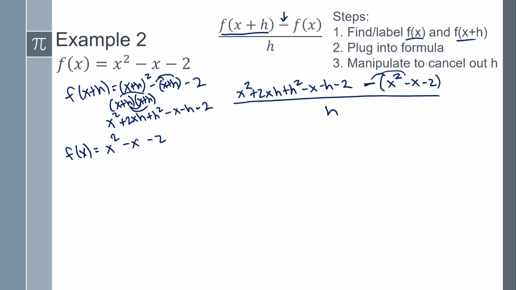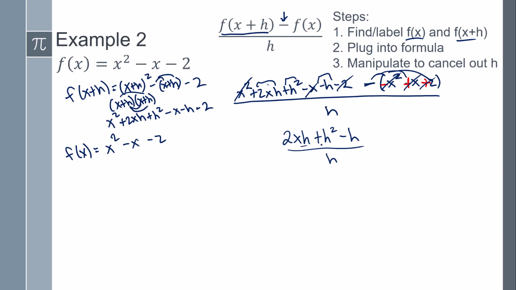So if I distribute that negative, I'm just going to write it in red instead of rewriting the entire thing. So that becomes a negative, that becomes a positive, and that becomes a positive. So that means that x squared and minus x squared cancel out. Negative x and positive x cancel out. Negative 2 and positive 2 will cancel out. So I'm left with 2xh plus h squared minus h. So I have this, this, and this. And that's all over h.